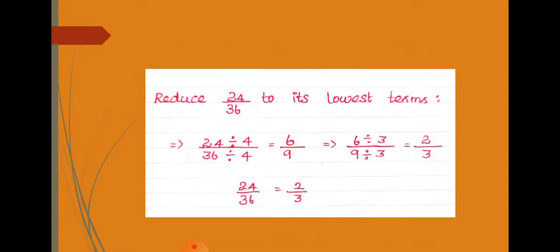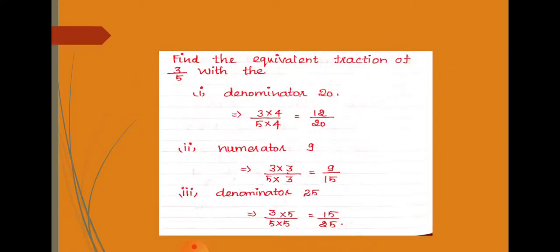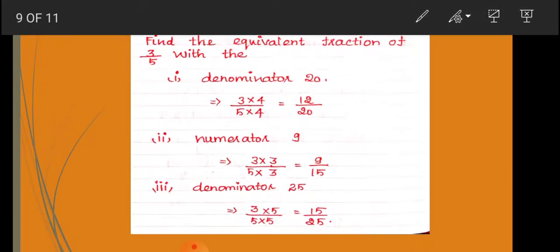Next one, find the equivalent fraction of 3 divided by 5 with the denominator given. The denominator is 20. I want denominator 20. So now you see 3 divided by 5 is given. I want a denominator 20. So 5 is here. Which number do we have to multiply to get the answer 20?